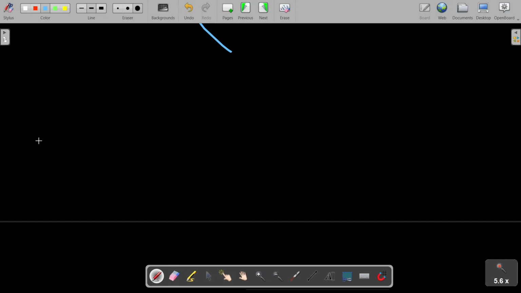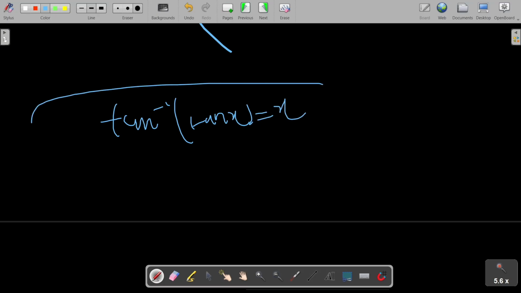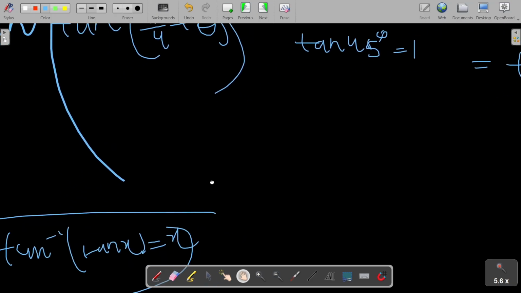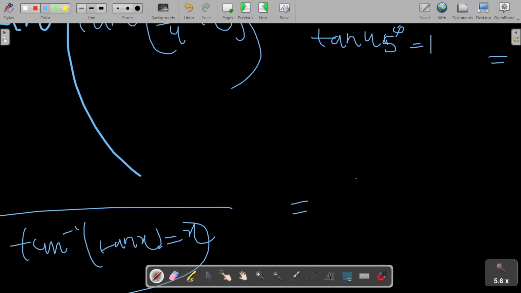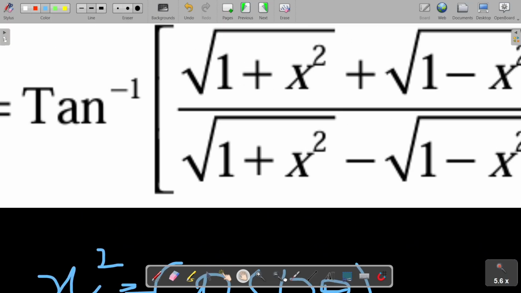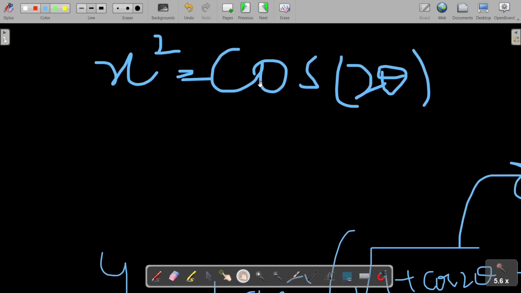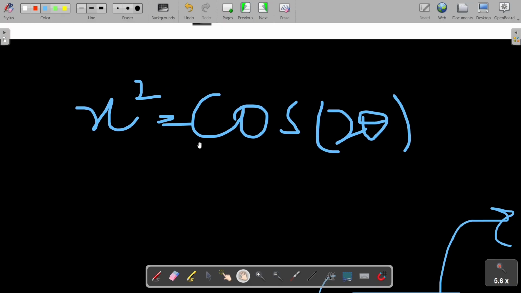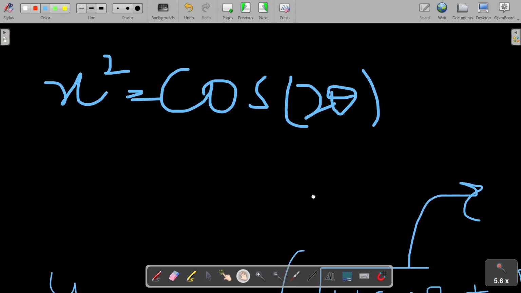As we know, tan inverse of tan x is simply x. So by using that, what we get is pi by 4 plus theta. So we got y is equal to pi by 4 plus theta. We don't have any x terms right here; we have theta terms. In terms of theta, we need to use this relation right here to find the theta.